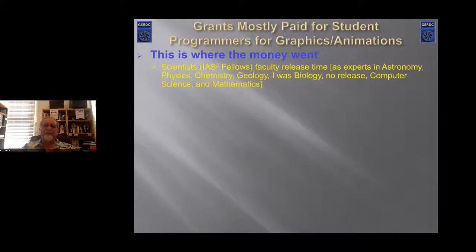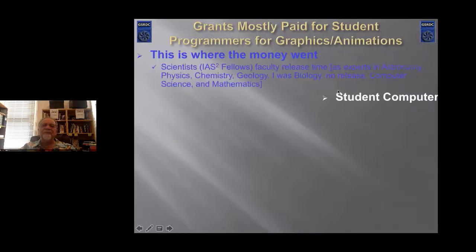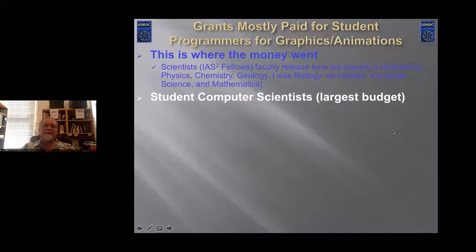So this is where the money went. First of all, I had my institute fellows. We had 30 to 35 from different disciplines, and a lot of them were scientists, and they would meet with me on release time. We would spend money so that they would be bought away from their courses. As experts in astronomy, physics, chemistry, geology, I was already in biology, so there was no release for that. I just donated my time all the time. And I got others from computer science and mathematics. I want to talk about my fellows in geology and computer science. Both of them were very, very helpful throughout this project.